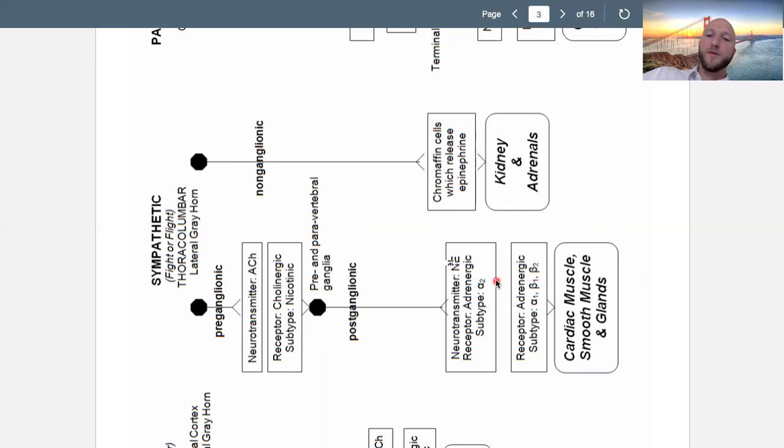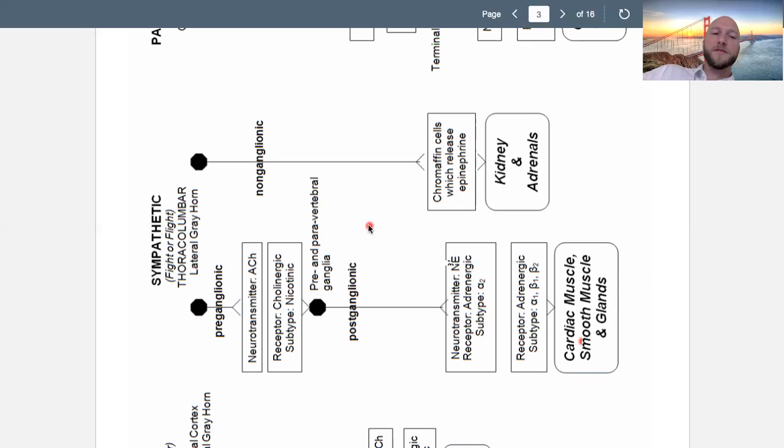One thing I want to point out: when these postganglionic cells release their norepinephrine on cardiac muscle, smooth muscle, or glands, there are three subtypes of receptor on the target cell. And there is one subtype of receptor back on the postganglionic cell, the alpha 2s. So this cell releases norepinephrine, and that norepinephrine can bind back onto that receptor on the same cell. Alpha 2s prevent the over release of norepinephrine. They cause feedback inhibition.